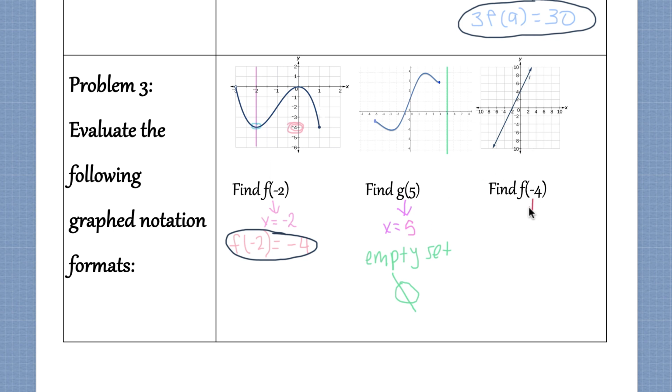Our next means that you have to draw the line at x is equal to -4. And so our line over here, we can see that it intercepts the graph right here at this point, which the corresponding y value to that point right there is -4. And so f of -4 is equal to -4. And so that would be the answer for this one.